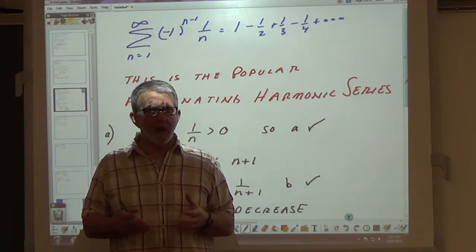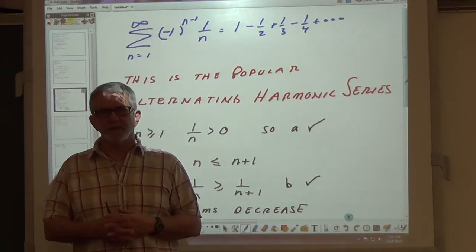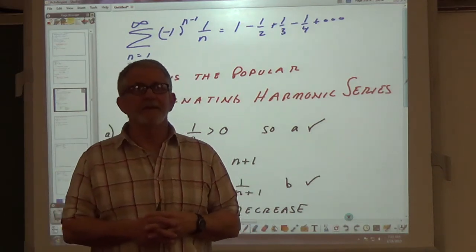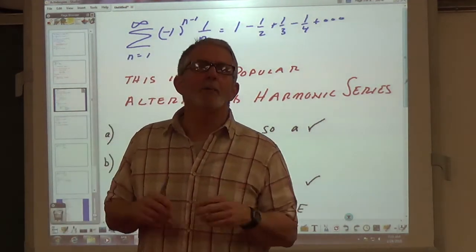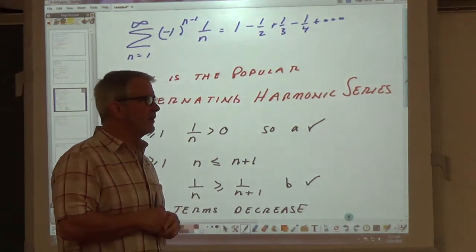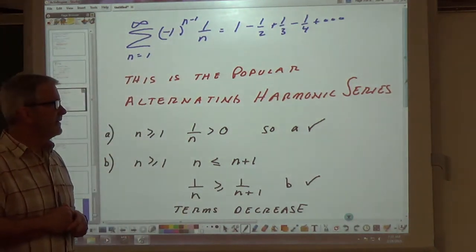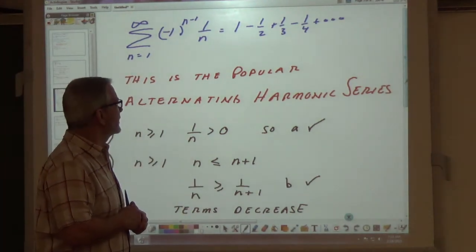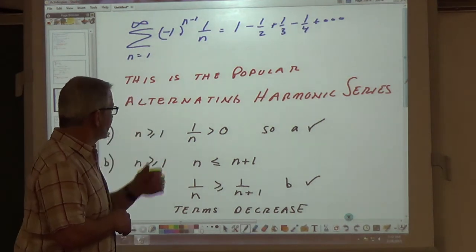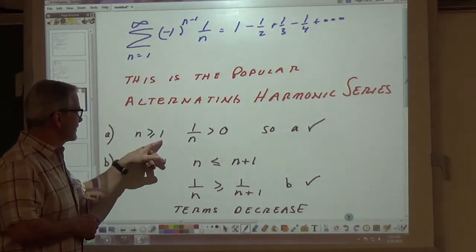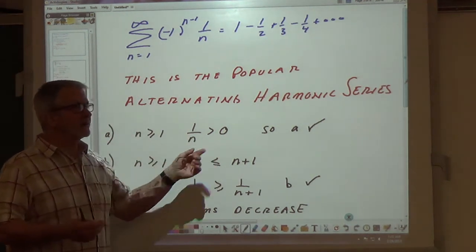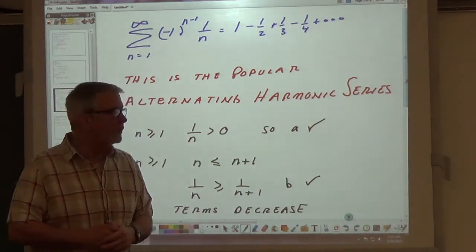Well, if you remember, not long ago, in a previous video, we looked at the infamous harmonic series. Now we're looking at the famous, popular alternating harmonic series. So let's see if the conditions hold. Condition A: if n is greater than 1, 1 over n clearly is greater than 0, so condition A holds.